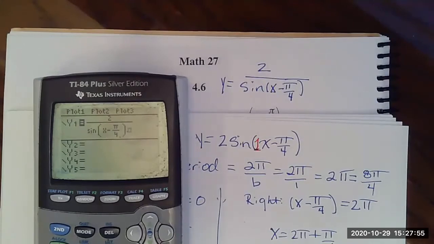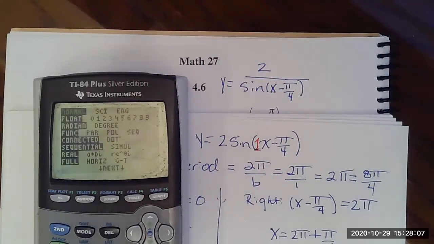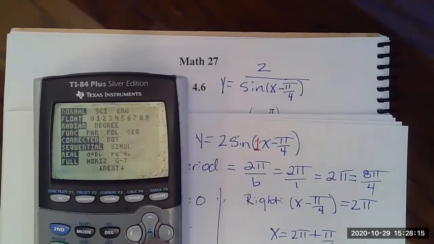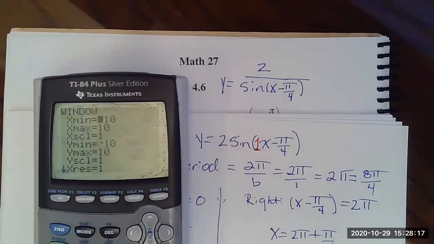All right, now window. I'm going to go window here. Oh, before window, I need to check my mode. Sometimes I forget. I need to check my mode. Yeah, I'm in radian, and that's what I want. You know, that's radians, not degrees. So I'm good. Now I'll do my window.